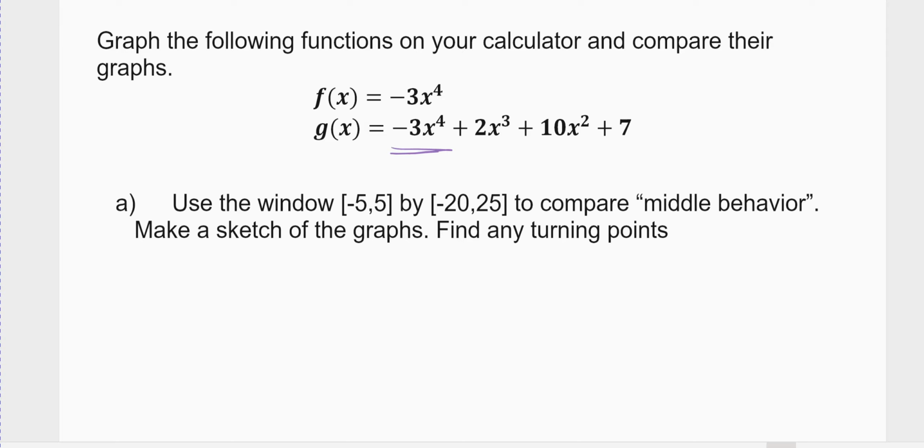So I'm going to look at the middle behavior, what's happening around the origin, the turning point behavior, and compare it to the global, the big end behavior. All right, so turning points.